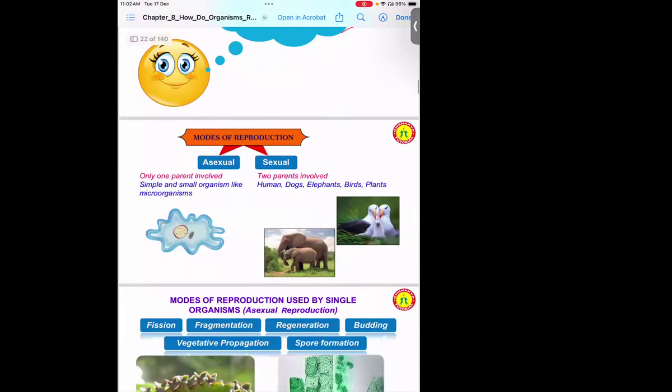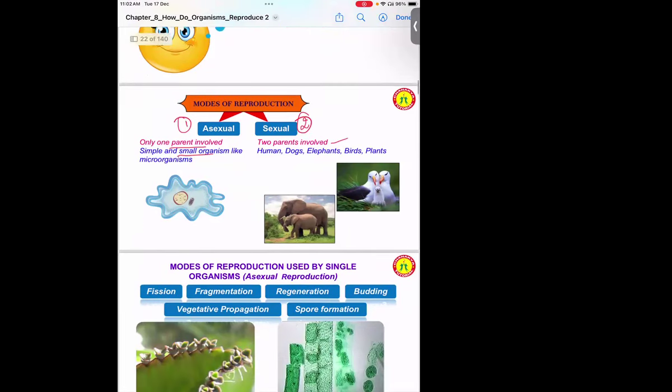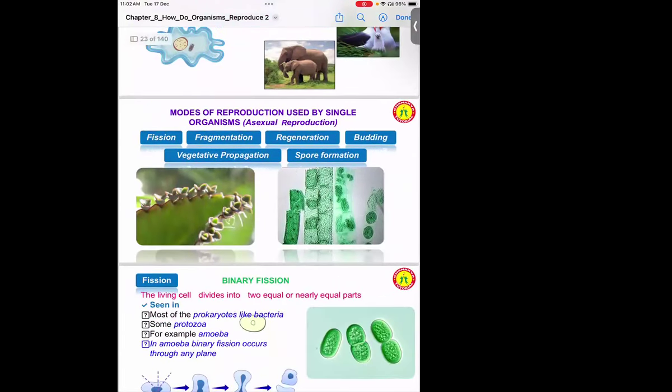Now, two different modes of reproduction are there. The first one is asexual and the second one is sexual. In the case of asexual, only one parent will be there, and the organisms belonging to this category are simple and small organisms basically. Whereas in sexual, two parents will be there, as in humans, dogs, elephants, cats, rats, bats. All these are sexual reproduction modes.